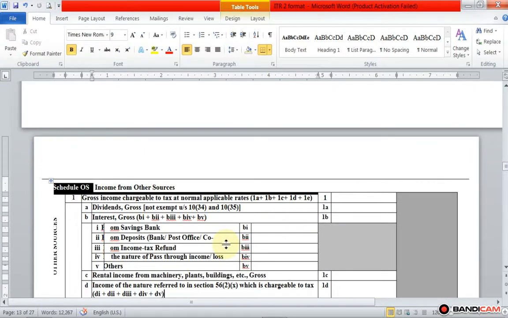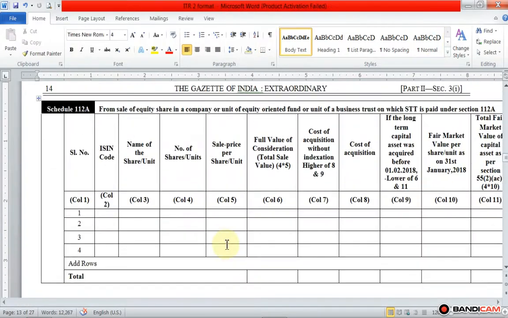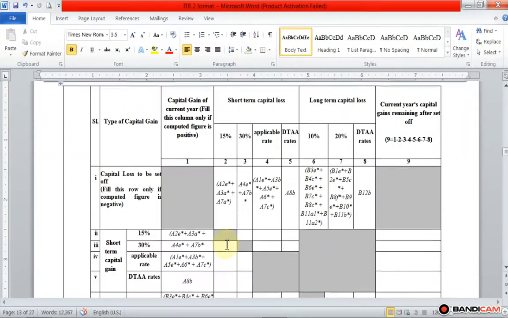Then here OS, other source. Now schedule OS means income from other source. So income from other source we will discuss in our next video. Okay, so again we revise the short term capital gain and long term capital gain.